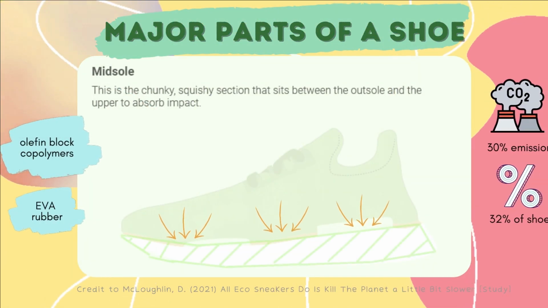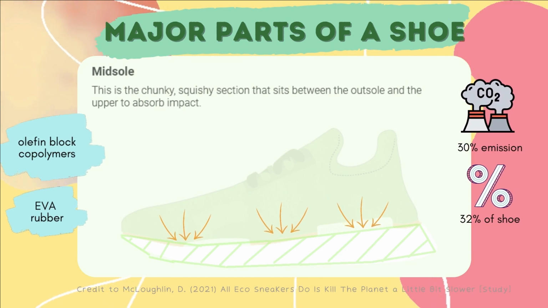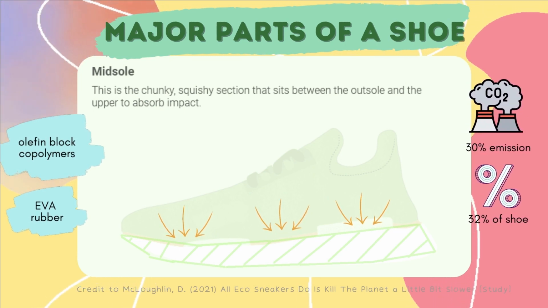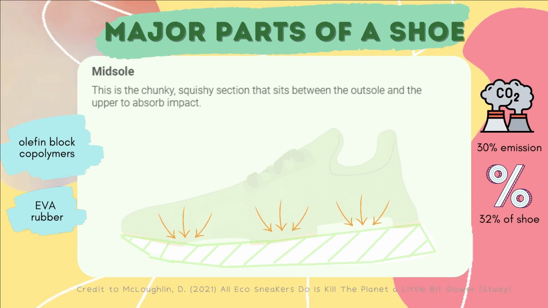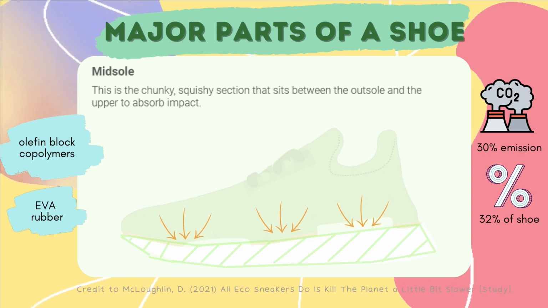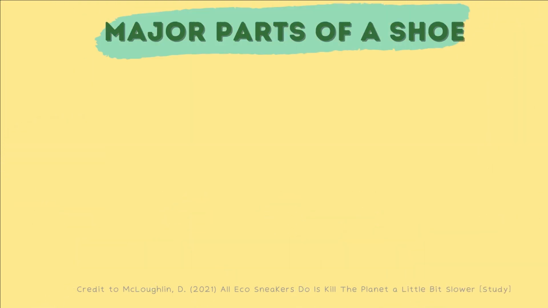As for the midsole, it is the squishy section that sits between the outsole and the upper to absorb impact. They are usually made of olefin block copolymers and EVA rubber. They cover about 32% of the shoe, but the production of this part emits about 30% of carbon.